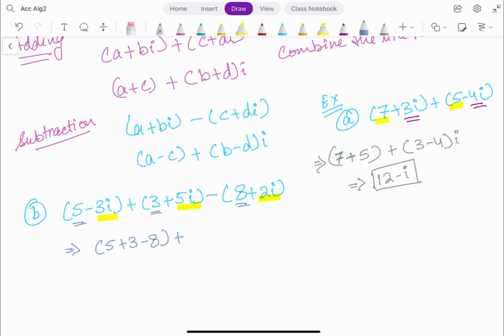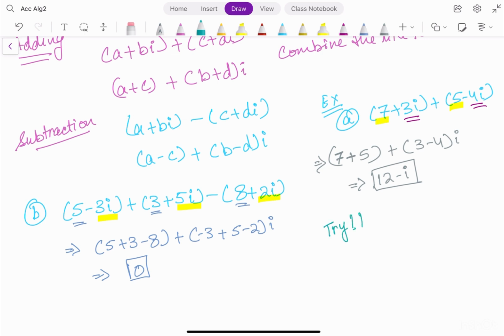Five plus 3 minus 8, and then we have negative 3 plus 5, and then negative 2, and I will stand outside. So if you solve it, surprisingly, you will get 0 as the answer.